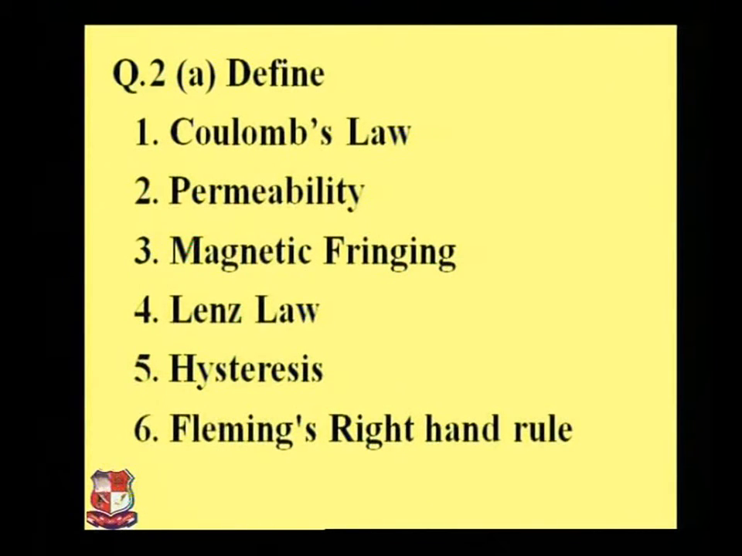Now the next question, that is question number 2a. Define the following terms: Coulomb's law, permeability, magnetic fringing, Lenz's law, hysteresis, and Fleming's right hand rule. Now one by one we will go through the defined terms, starting with Coulomb's law.